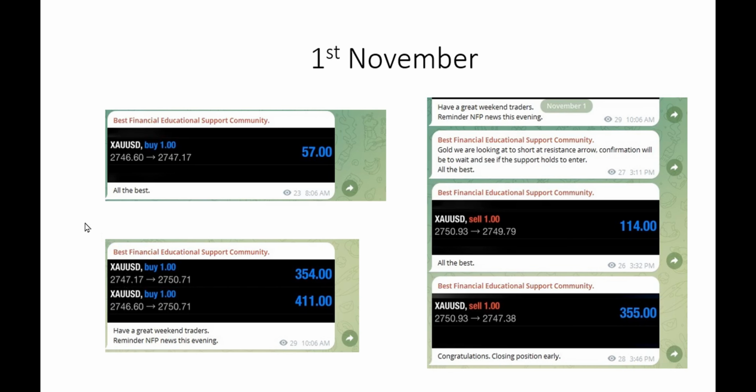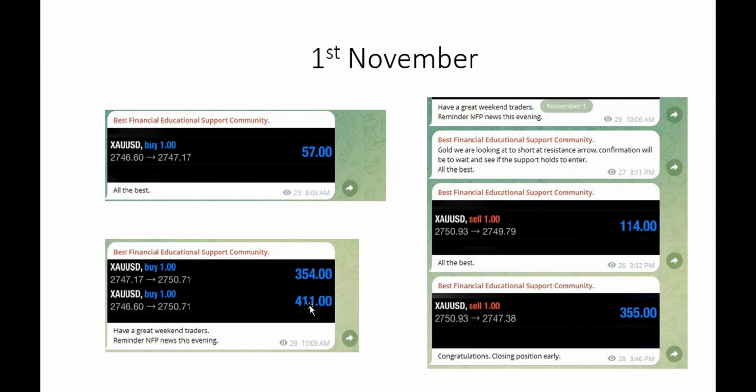And lastly, on the 1st of November, there's non-farm payroll, so we take a short trade, usually about 30 to 40 pips. In the morning there is a setup, so our signaler does not have time to send a message. They just send that they have already entered a position. By 10:06 there is a profit of about $411, and because the price retraced back to the arrow or the support, they decided to enter when another arrow appeared.